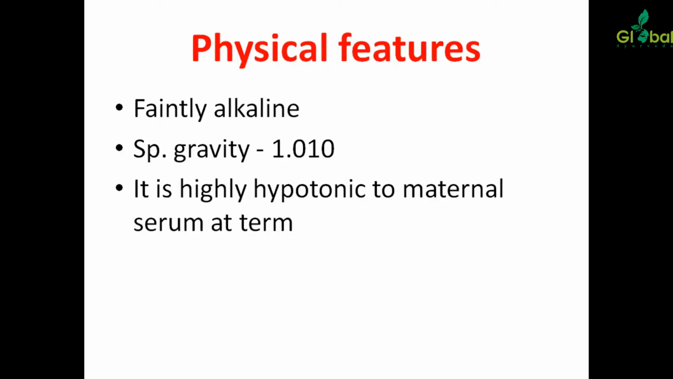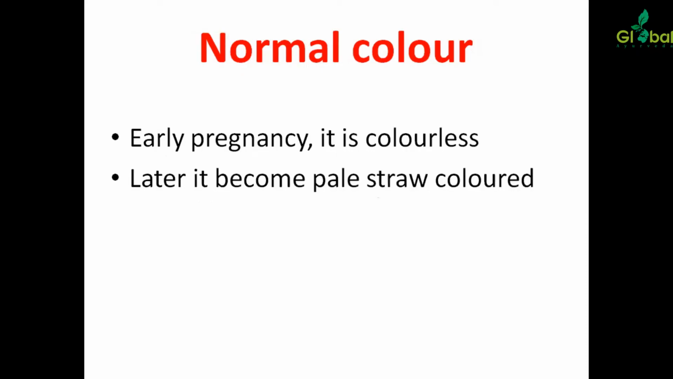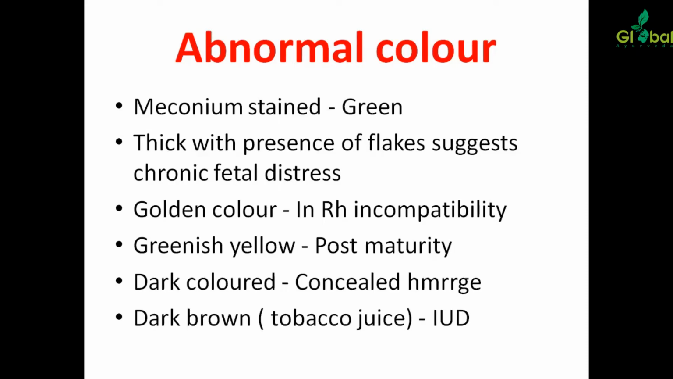In physical features, it is alkaline, having specific gravity 1.010, and it is hypotonic to maternal serum at term. The normal color: in early pregnancy it is colorless, but later it becomes pale straw colored. Abnormal color: with meconium staining, the amniotic fluid becomes green.